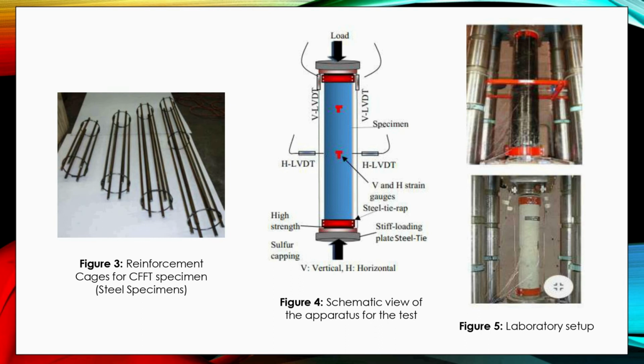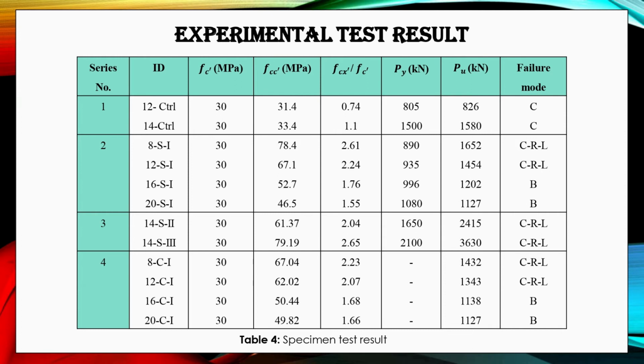So, figure 3 shows the reinforcement cages for the steel specimens used for the test, while figure 4 shows the schematic view of the apparatus for the test, and figure 5 shows the laboratory setup during the test. So we move to the experimental test results.